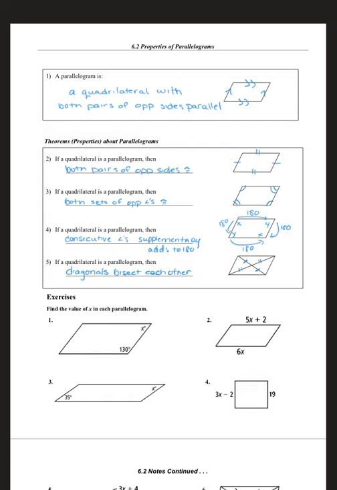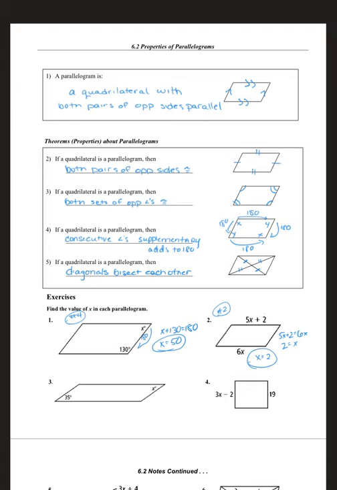Looking at number 1, this one is angles next to each other, just like property number 4, and it says that these have to add up to 180. So x plus 130 equals 180. Subtract 130 from both sides, and we get x is 50. The next one's dealing with opposite sides, so that's going to be like property number 2. I set it up: 5x plus 2 equals 6x. Subtract 5x from both sides, and we get x is 2.